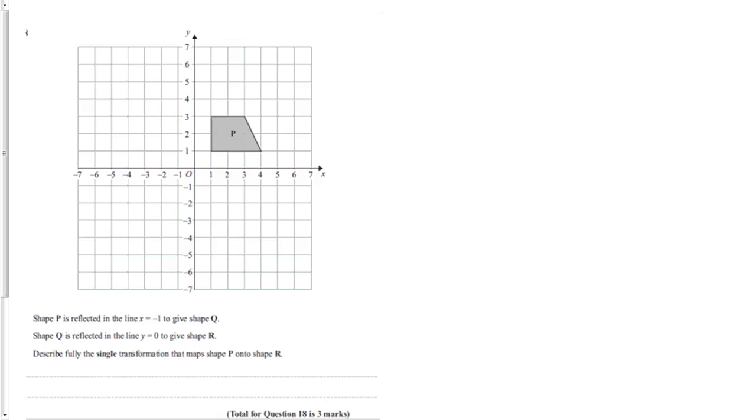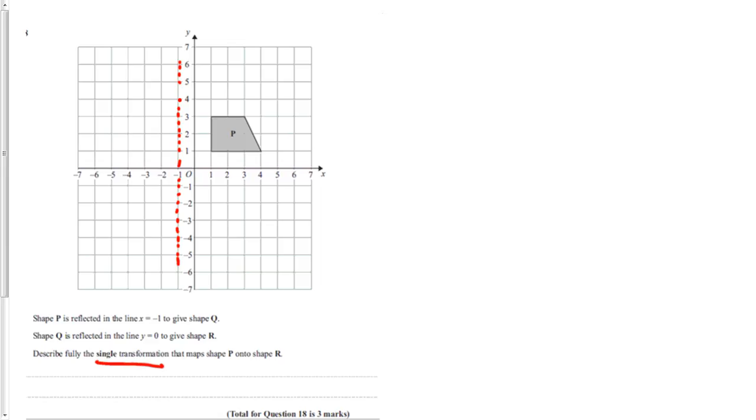Okay, moving on to question 18. We've got a question which is all about reflections and then a single transformation. I'll talk more about the single transformation in a second. But to start off with, we've got to reflect shape P in the line x equals minus 1. Now, to start off with, we need to know what the line x equals minus 1 looks like. So, this here is the line x equals minus 1.